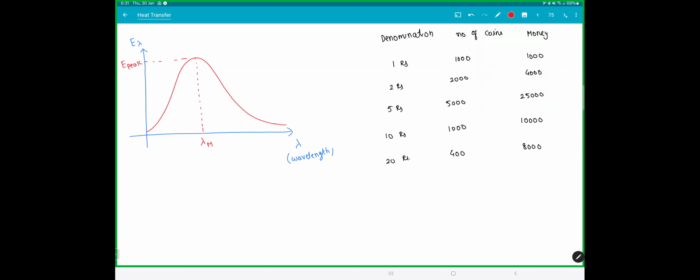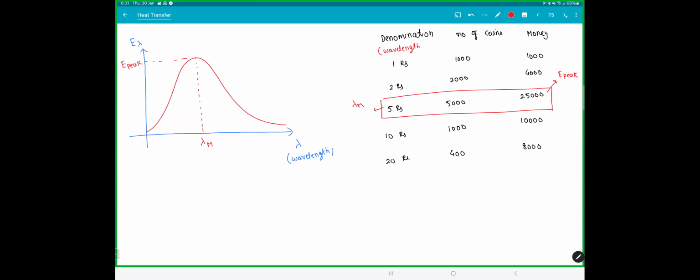So here the denomination is similar to wavelength. Whenever light is emitted, it is emitting in different wavelengths: 4,000, 3,000, 5,000, 7,000, 8,000. In that, a particular wavelength is contributing more. Similarly, look at this. You have money with you: 1 rupee coin, 2 rupee coin, 5 rupee, 10 rupee, and 20 rupee coins. The 5 rupee coins contribute the maximum amount of money. So this is similar to lambda m, and this is similar to E peak.